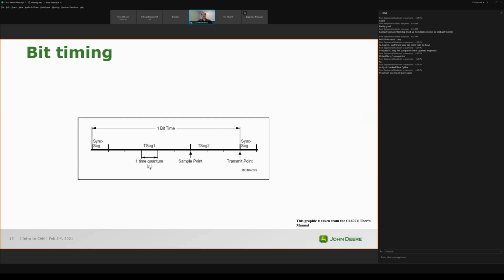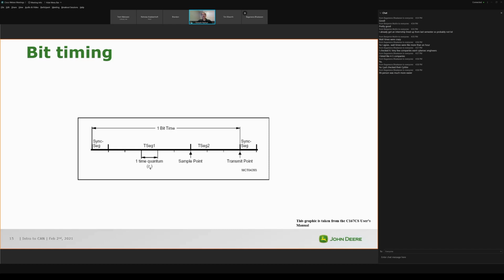And if you look at it, each bit of the 29-bit is one of them, but then you also have data. Each bit is subdivided into time quanta. The more time quanta is better, but not necessarily an advantage. But at the same time, you cannot have only a few.